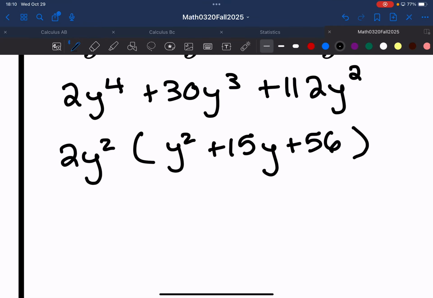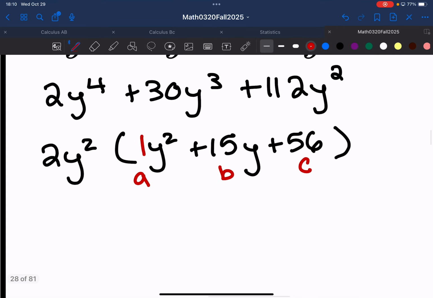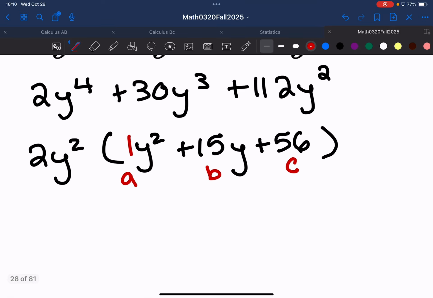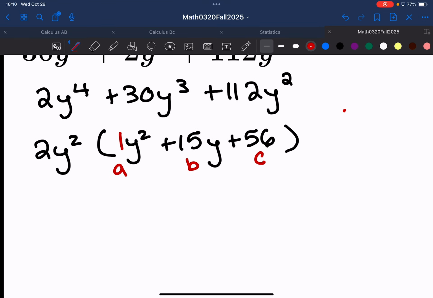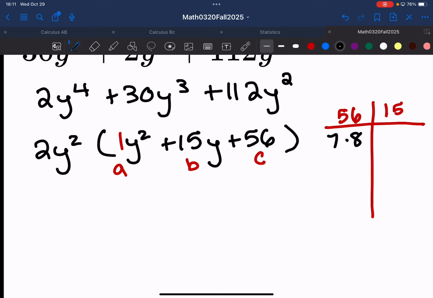Okay? Now I go ahead and label my A, B, and C. And then from here, I know I need two numbers that multiply to what? 56. And add positive 15. So what are those numbers that multiply to 56? 7 and 8. Okay. 7 times 8. And is 7 plus 8 15? Yes. So 7 plus 8 equals 15, which means our numbers are going to be 7 and 8.